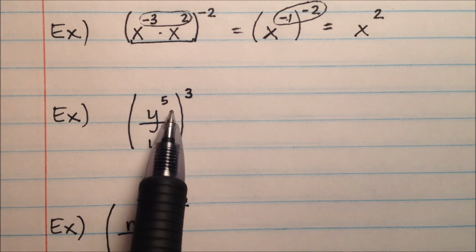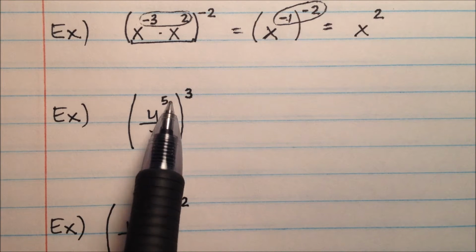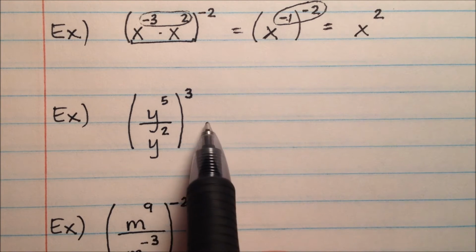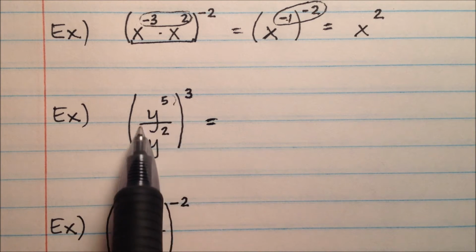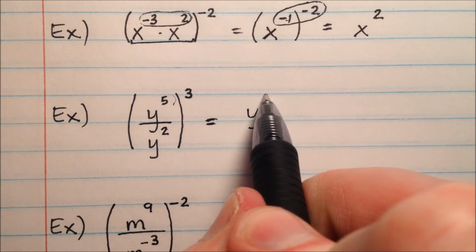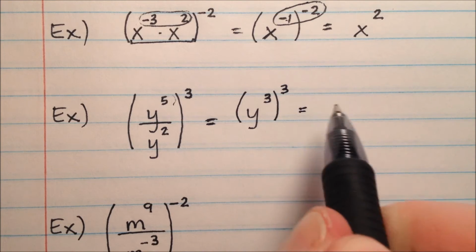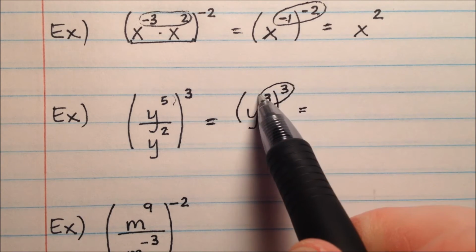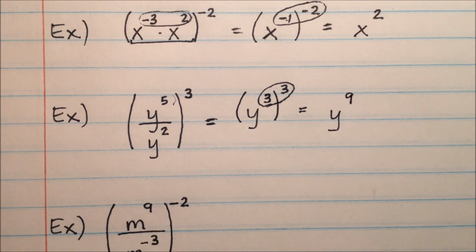The next example has a fraction inside, and that whole thing is raised to the power of 3. It'll be y to the 5th divided by y squared, all of that cubed. In this case, we can use our quotient rule first, and say 5 minus 2, and that'll be on top. So it'll be y cubed, and that whole thing is cubed. Now we can use our rule and say 3 times 3, and our final answer for this is y to the 9th.